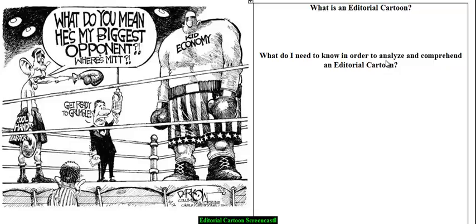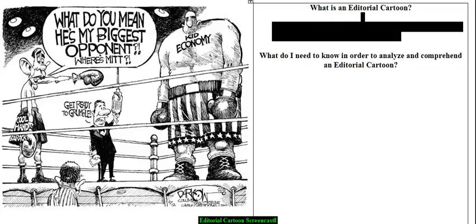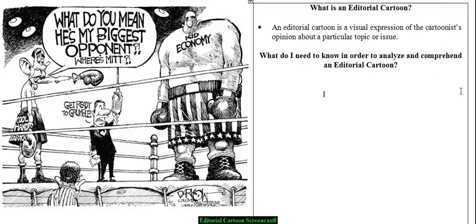So let's first begin by addressing the question, what is an editorial cartoon? An editorial cartoon is a visual expression of the cartoonist's opinion about a particular topic or issue. Now that we have a description about what an editorial cartoon is, we need to take a look at some of the key features that editorial cartoons contain.